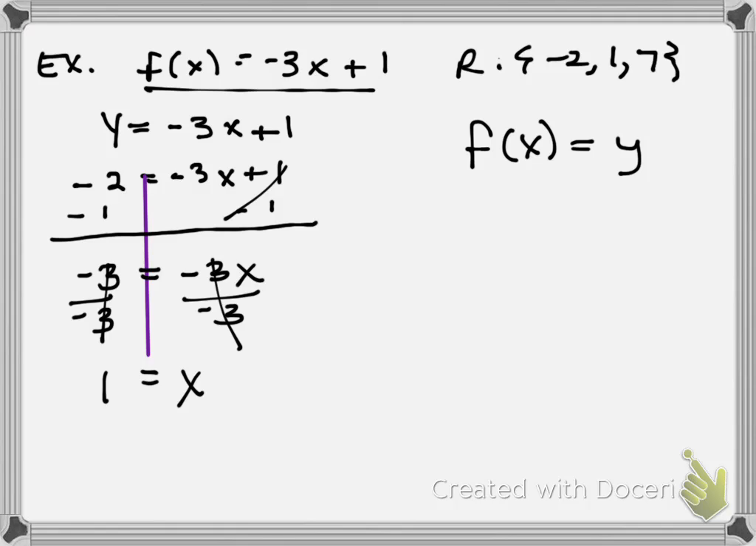Okay, so my domain so far is going to be 1. And we didn't do this with the other one because I knew you could go through all of this. So we're going to go ahead and continue to solve. What do I do now? You would plug in the next y value. Okay, so set it up for me. 1 equals -3x plus 1.